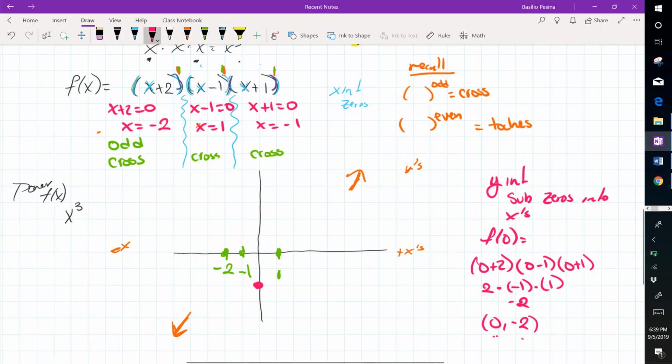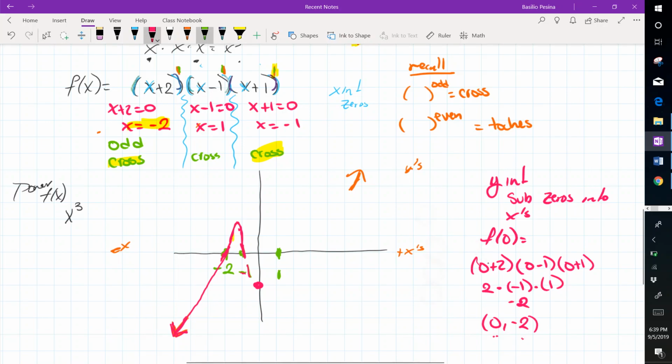So let's connect the dots. If my graph is right here, floating below, and at negative 2 it crosses, it must cross in this form, because it's below, so it's going to cross like this. Now, at negative 1, it crosses because the exponent's also odd. So if the graph is floating above, that must mean that if it's going to cross, it's going to cross like this. It's going to do a U like that.